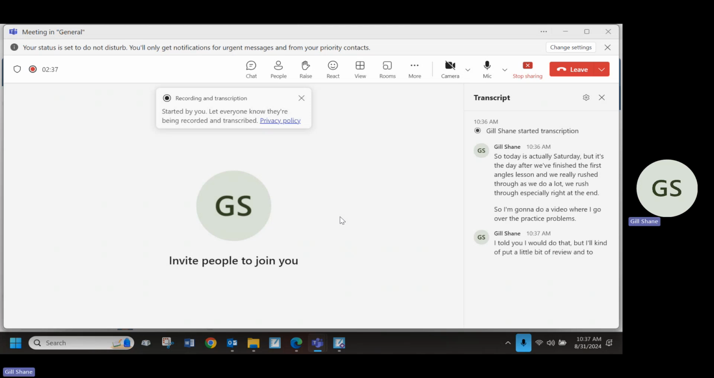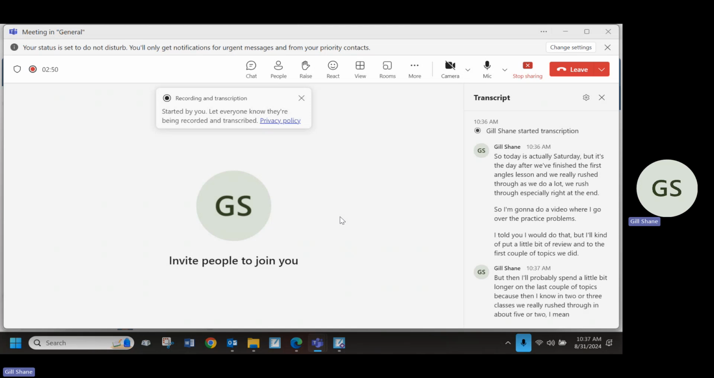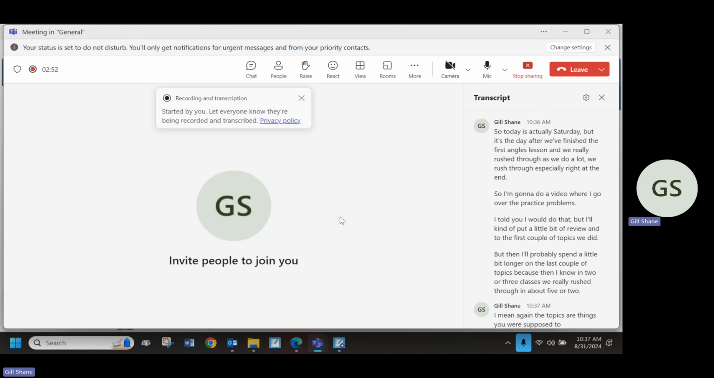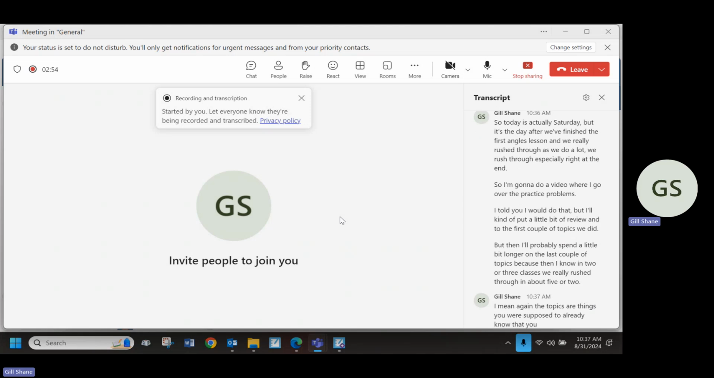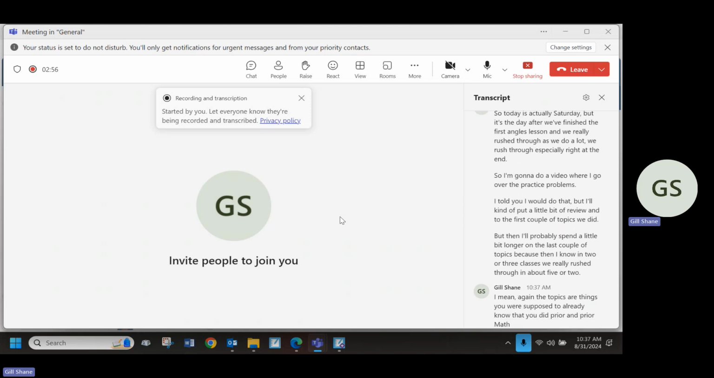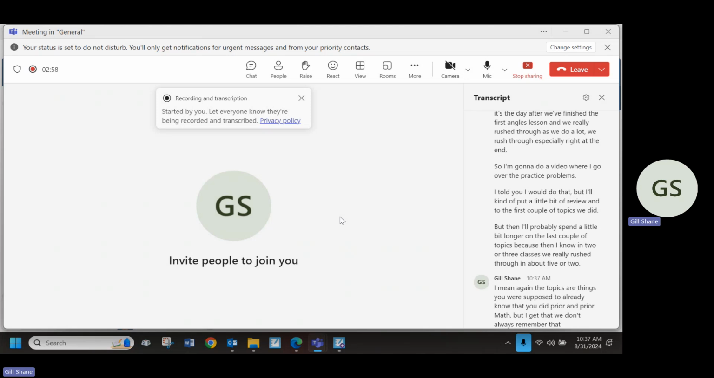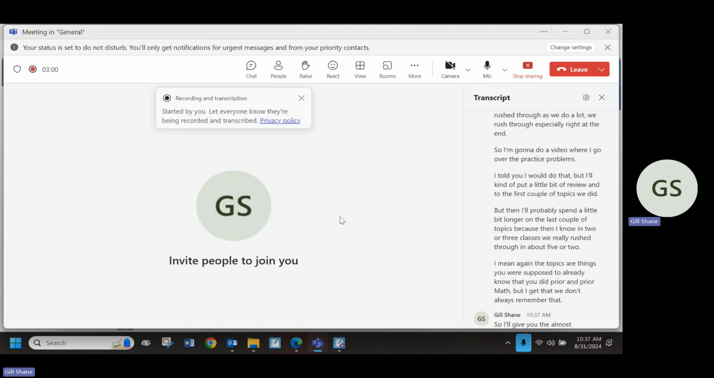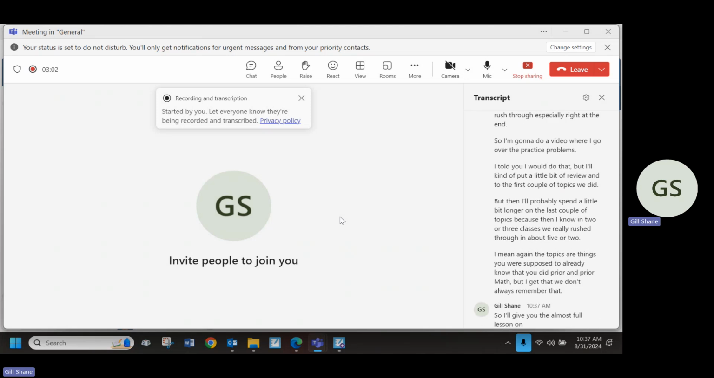into the first couple of topics we did, but then I'll probably spend a little bit longer on the last couple of topics, because in 2 or 3 classes we really rushed through them in about 5 or 10 minutes. Again, the topics are things you were supposed to already know from prior math, but I get that we don't always remember that, so I'll give you almost the full lesson on mainly vertical angles, which is the one I'm talking about.